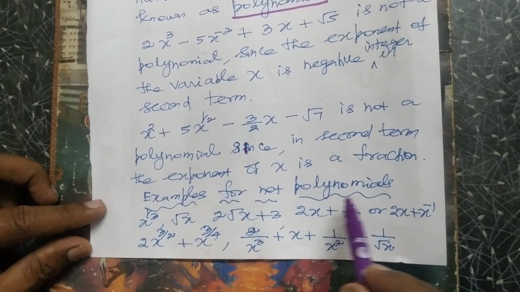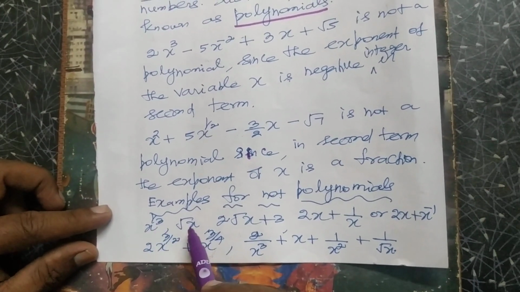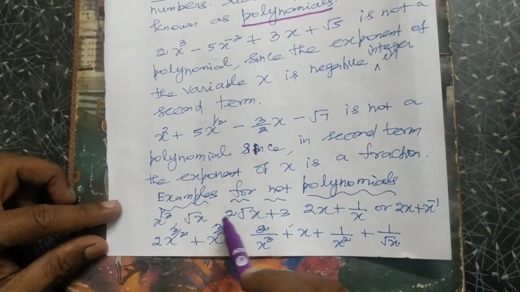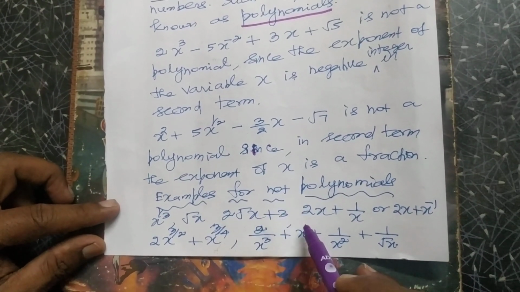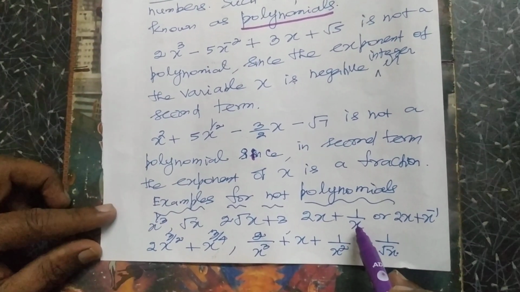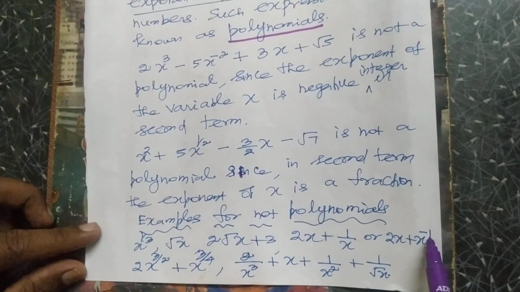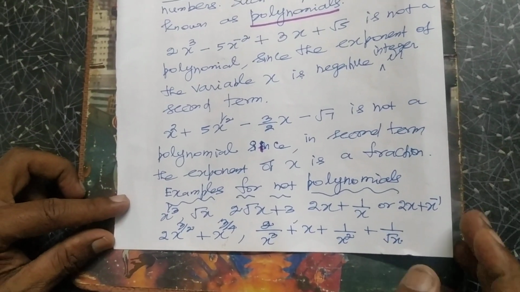Some more examples of non-polynomials. x to the power 1 by 3; 1 by 3 is a fraction. Root x means x to the power half; 2 into root x plus 3. 2x plus 1 by x: the x in the denominator, bring it to the numerator, x to the power minus 1. Here all are not polynomials.